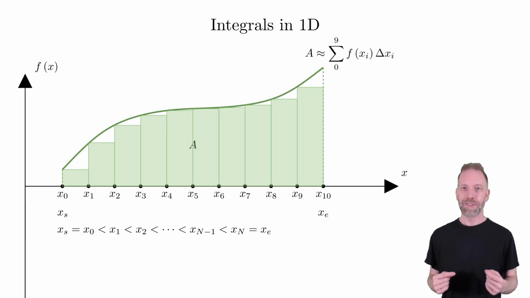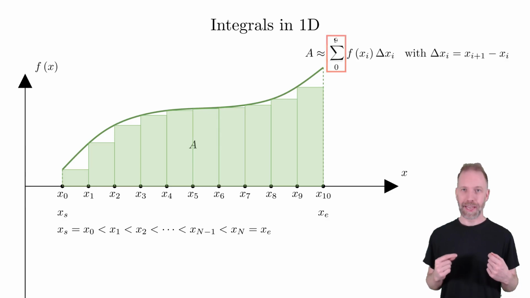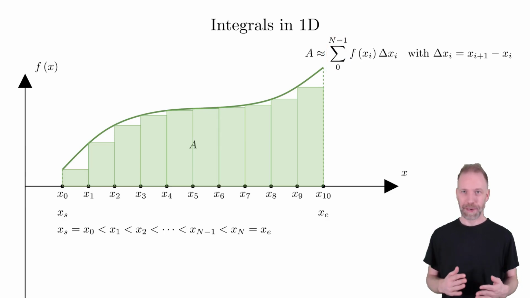We know that the area of one rectangle is the height f of x times the base delta x, where delta x is the difference between 2 points. Note that the number of rectangles always is 1 less than the number of points, hence the sum ends at 9. Let us rewrite the sum though to include an arbitrary number of points n, hence the sum ends at n minus 1.